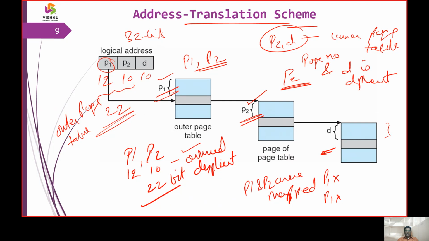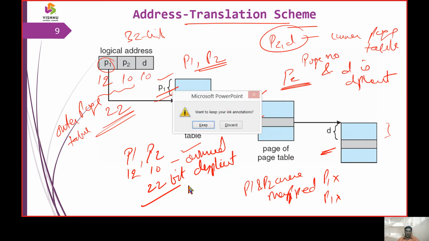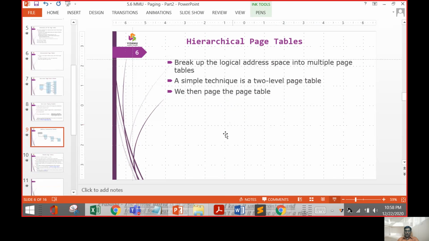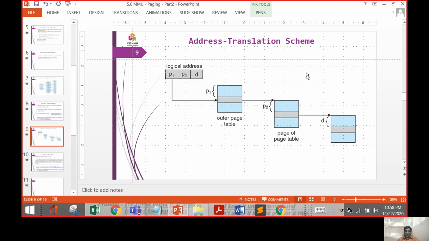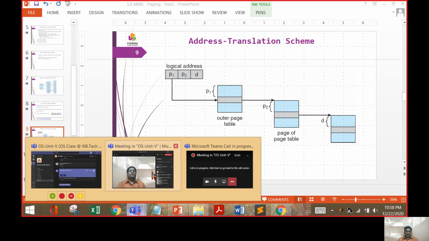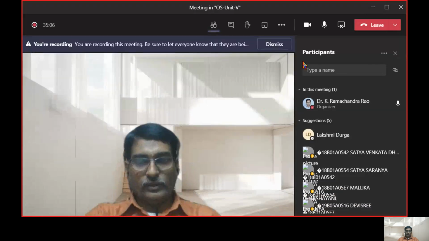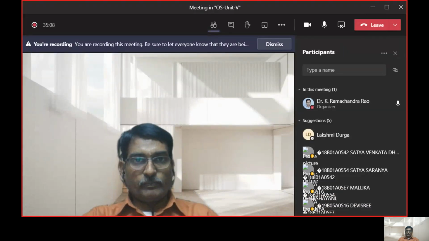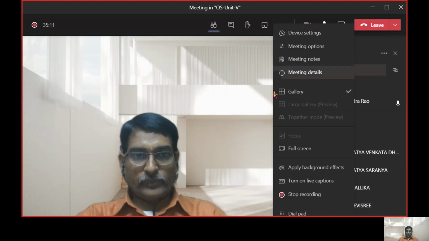So when we take up the outer table, we assume it as 12 plus 10, that is P1 and P2 point to the outer page table. And the second thing was P2 and D, they are going to directly point to the inner page table. So that is the first way of representing the page table in a hierarchical way.